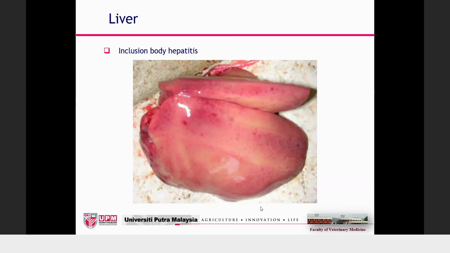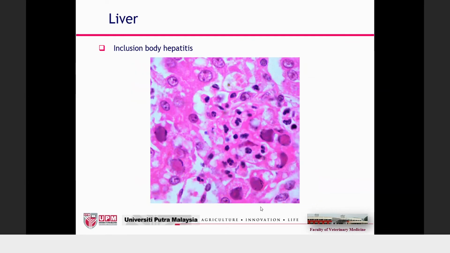And more interestingly, as I mentioned to you, this liver is from the first case of inclusion body hepatitis reported in the country. So when you look further, this is so nice. I really appreciate this, so nice, hepatic parenchyma with the lesion.